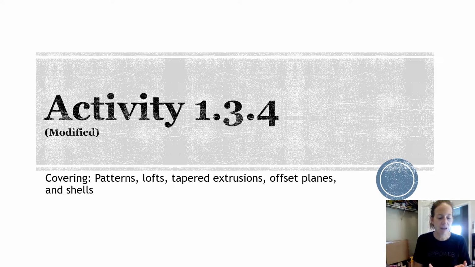Second activity just covers a bunch of stuff: lofts, tapered extrusions, offset planes, and shells. So there's other stuff embedded in here, like how to do polygons and how to use construction circles. There's a lot of material and skills that are embedded in this lesson, and things that aren't the focus of the lesson may go wrong.